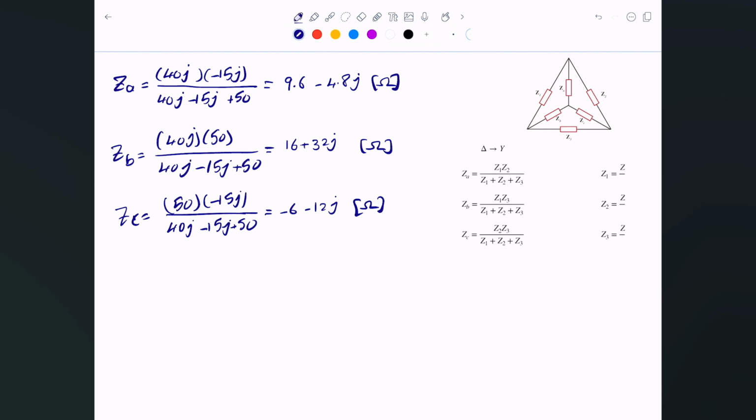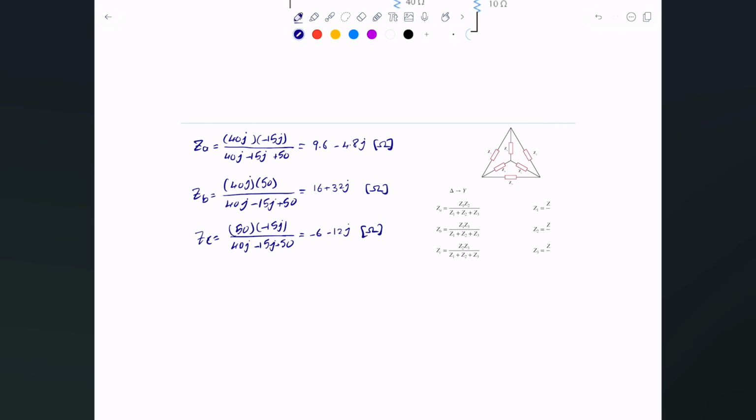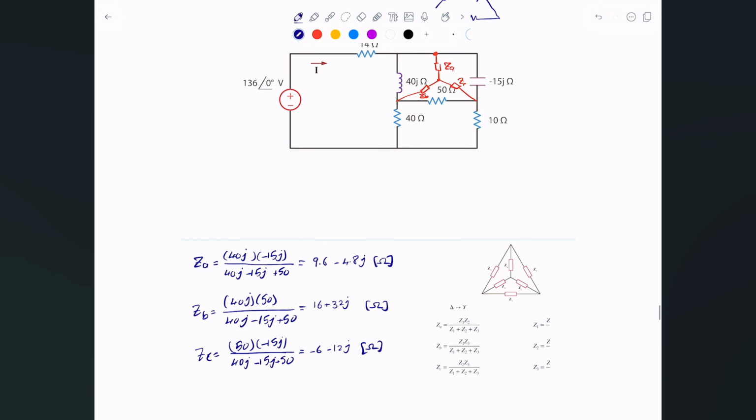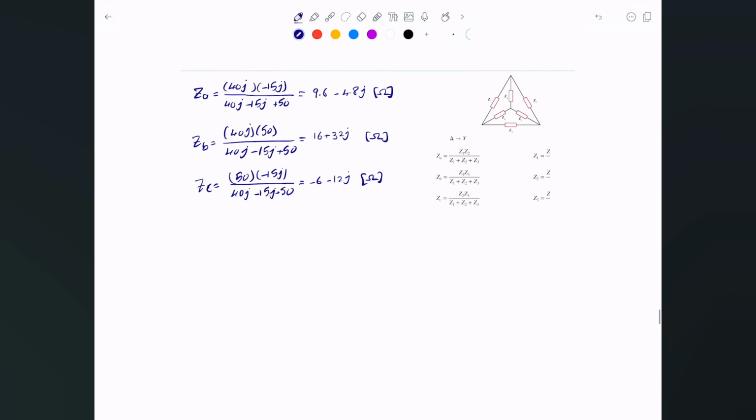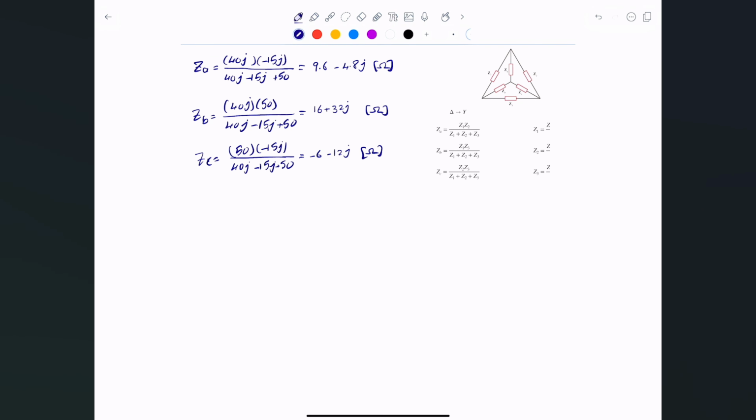Okay, so that's what we have. Now we can redraw that circuit so that we incorporate the ZA, ZB, ZC, and of course, this will go away, this will go away, this will go away. We'll still have the 10 ohms, the 40 ohms, and the 14 ohms. So I'm going to redraw that circuit. I'll take the original in here and basically redraw that.